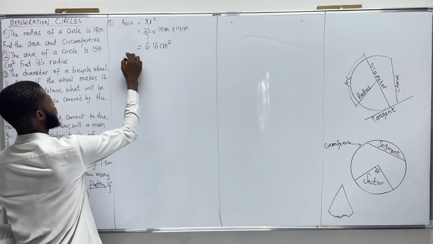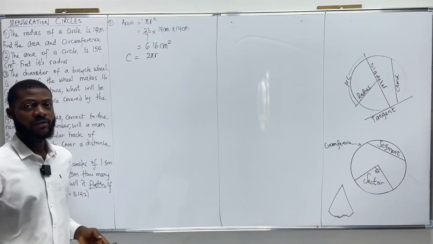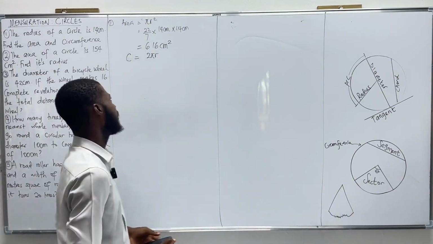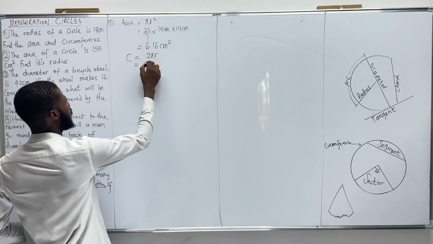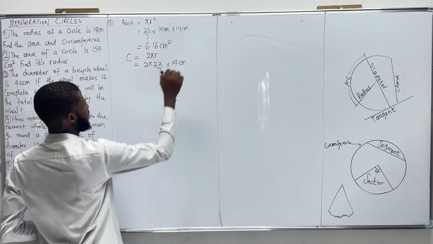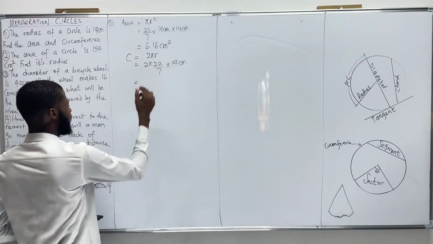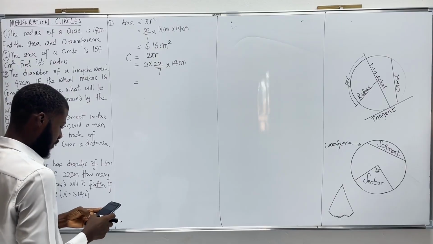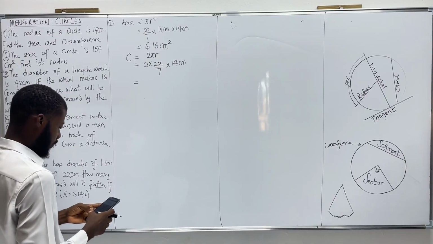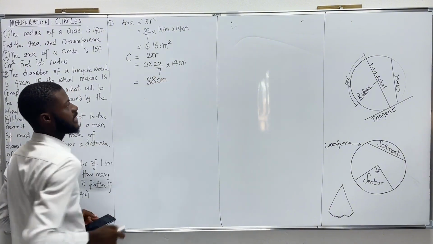How about circumference? Circumference is 2 pi radius. So this will be 2 times 22 over 7 times 14 centimeters. And of course, I think this should be around 88 if I'm not mistaken. 2 times 22 times 2. Yeah, 88. So this is 88 centimeters.